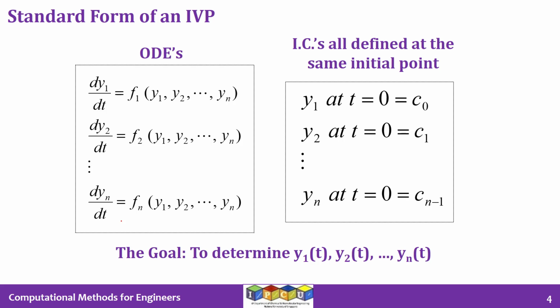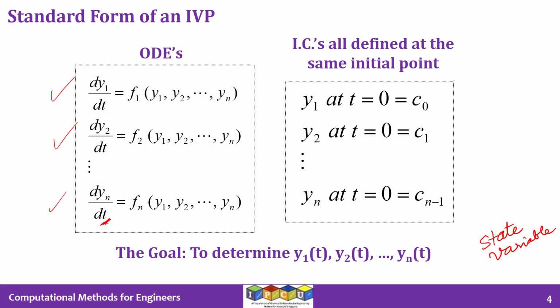Now, when you convert it into a system of n first order ODEs, let's say you had an nth order ODE, and then you convert it into a system of n first order ODEs, you will get a system like this. So t is the independent variable in this representation. y1, y2, y3, y4, yn are the dependent variables. They are also called the state variables. You can call them state variables, or you can just call them dependent variables.